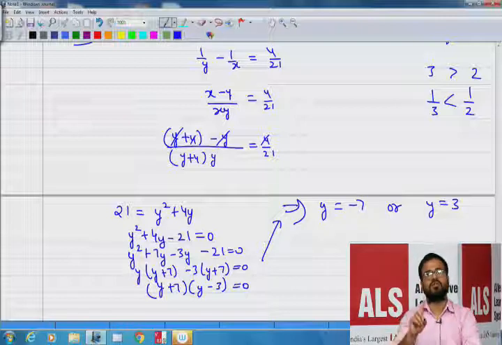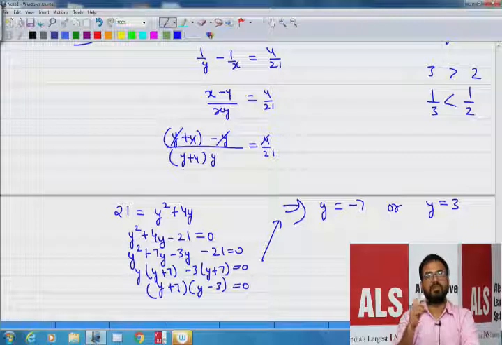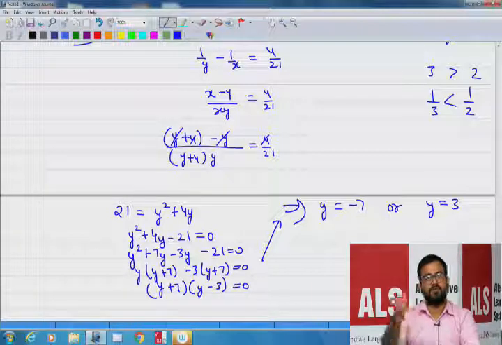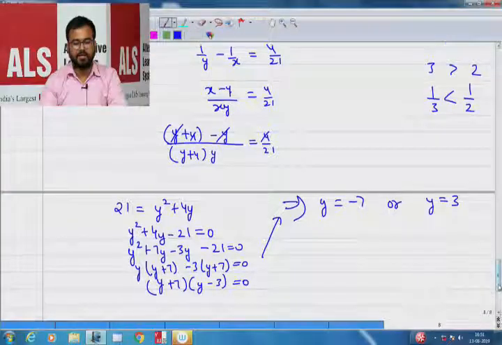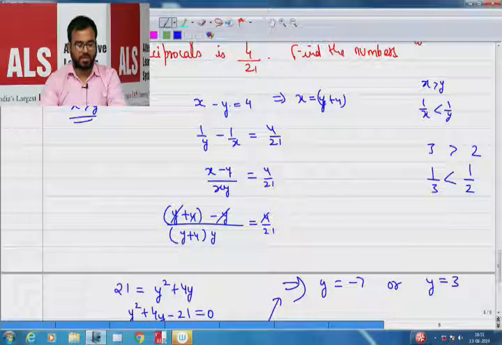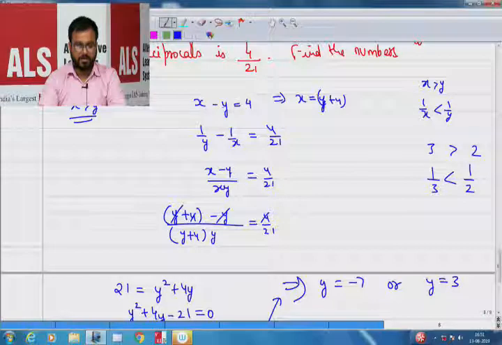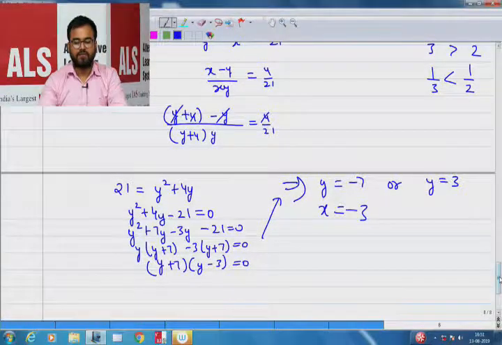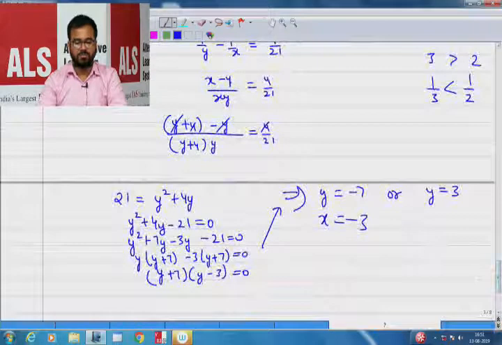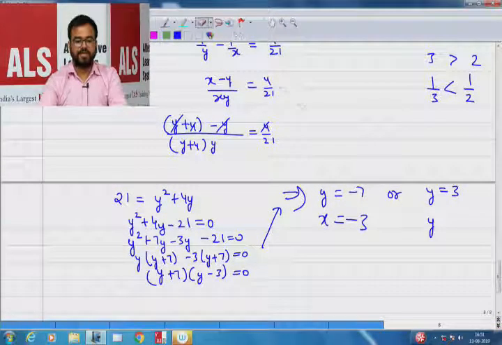Now corresponding to these two values of y, we can figure out the two values for x. So if y is equal to minus 7, then putting it in the first equation, minus 7 plus 4, which is minus 3. So if y is equal to minus 7, then x is equal to minus 3. And if y is equal to 3, then x is going to be 7.